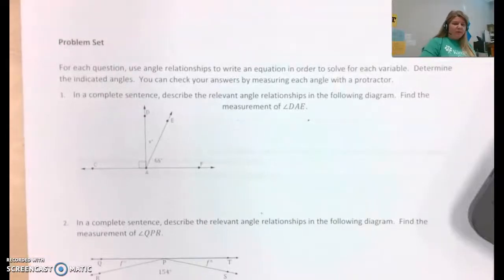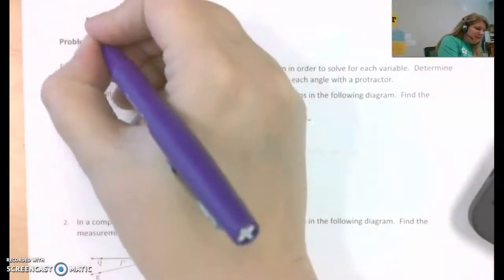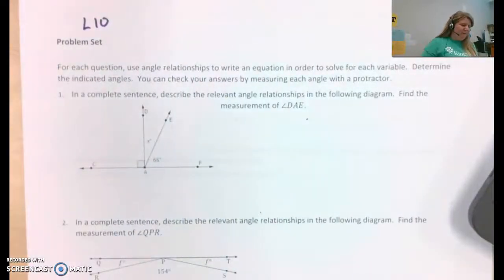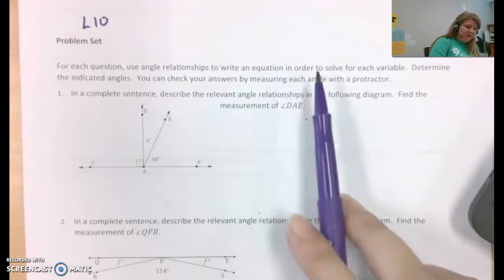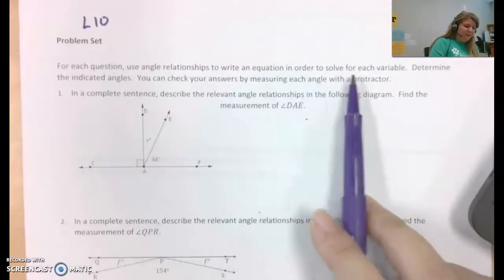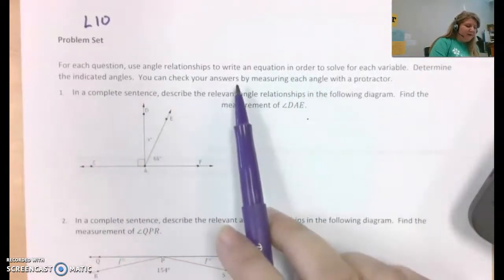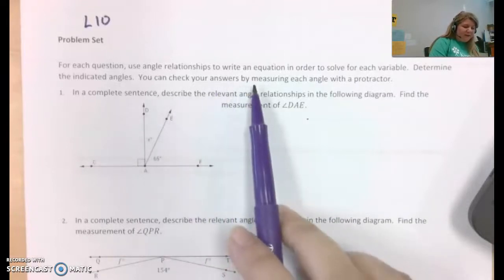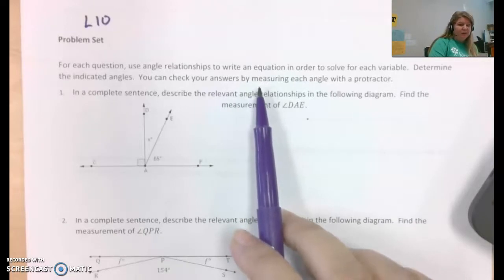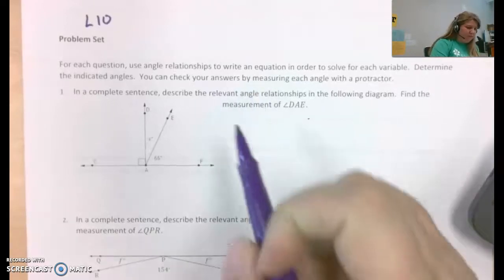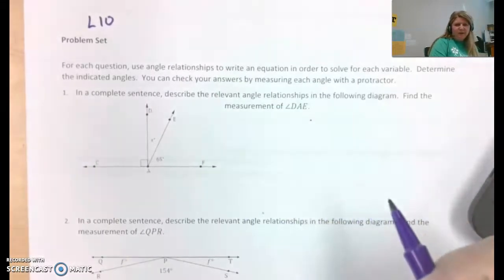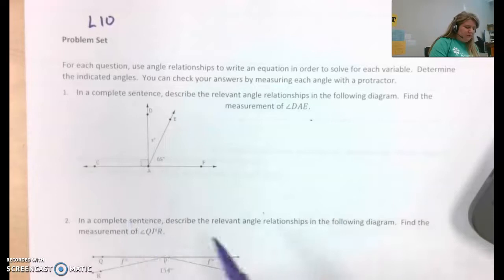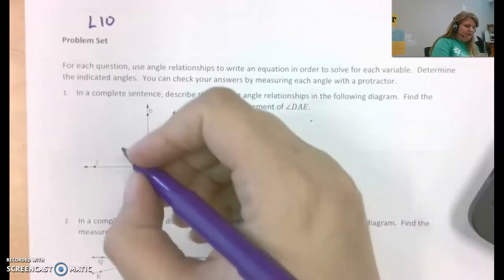Hello, we are going to look at the Lesson 10 problem set right now. We're going to use our angle relationships to write an equation in order to solve for each variable and determine the indicated angles. Then we can check our answers by measuring with a protractor if we want. If we're face-to-face, we can do the protractor, but otherwise we're just going to work through the relationships and writing equations.